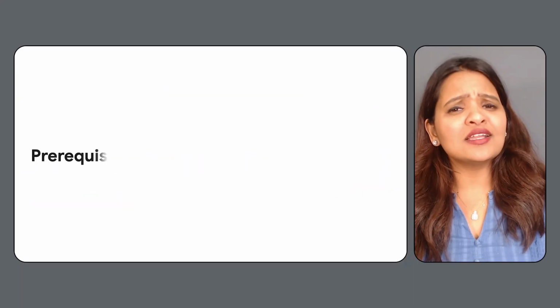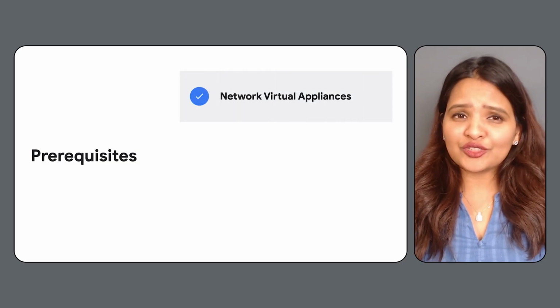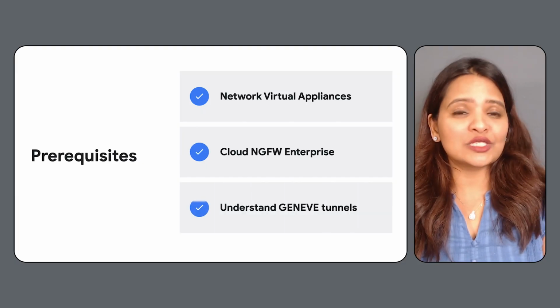Before we begin, an understanding of network virtual router appliances like Palo Alto Next Gen Firewall Enterprise, and Geneve tunnels will be helpful as we explore the demo. Are you currently using a Palo Alto Network virtual appliance to monitor or intercept your traffic?